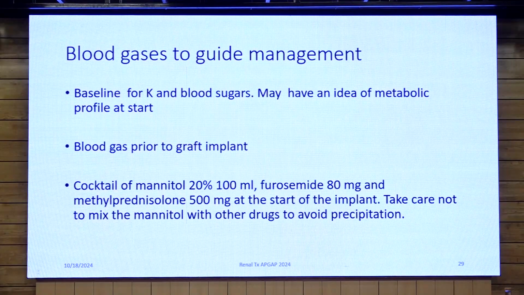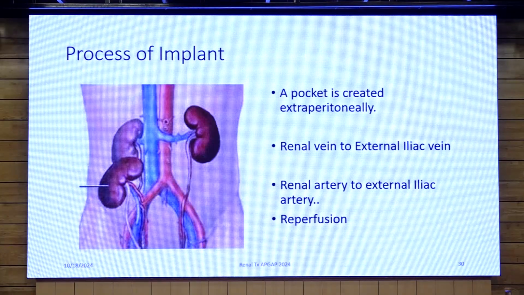The only thing I'd like to say is do not mix mannitol with other drugs because it tends to form a precipitate. You can see in the picture, the kidney is actually placed in a pocket in the extraperitoneal tissue, which is why they say a patient with a transplant should not get into sporting injuries, because a kick on his lower abdomen could damage the graft. The anastomosis begins with the renal vein of the graft to the external iliac vein of the recipient. Then when they do the renal artery, that's when reperfusion happens.